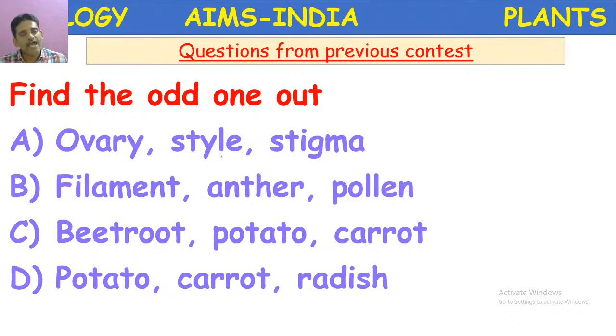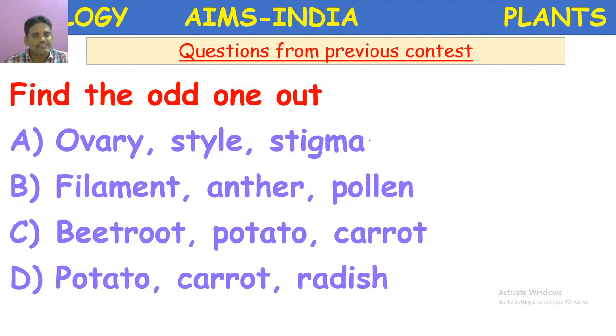Ovary, style, stigma, first option. Second option, filament, anther, pollen. Third option, beetroot, potato, carrot. Fourth option, potato, carrot, radish. Apply your logic. Yes. Some are saying B, some are saying D, some are saying B and C.